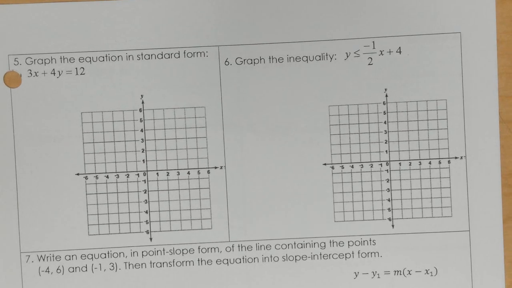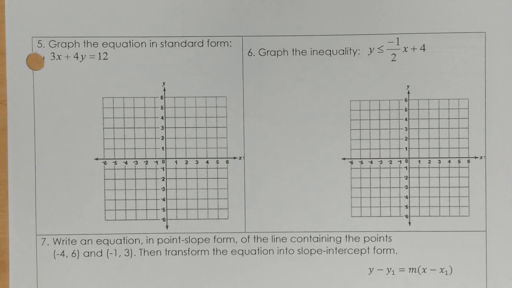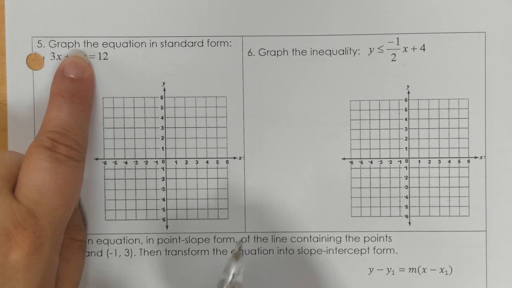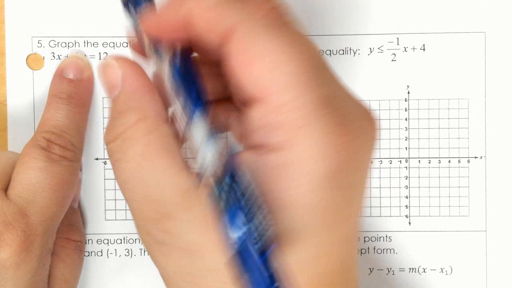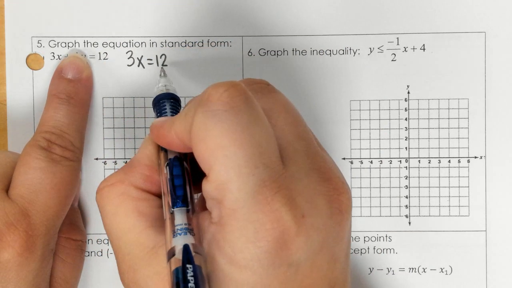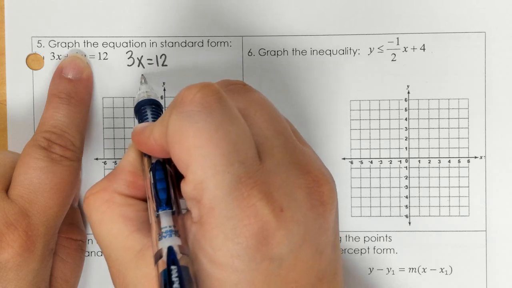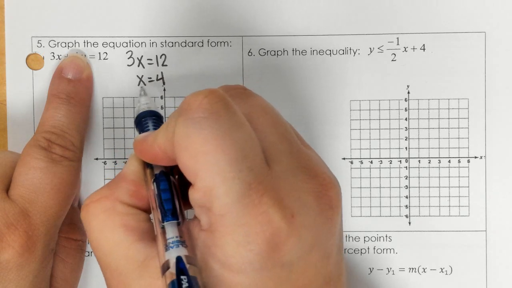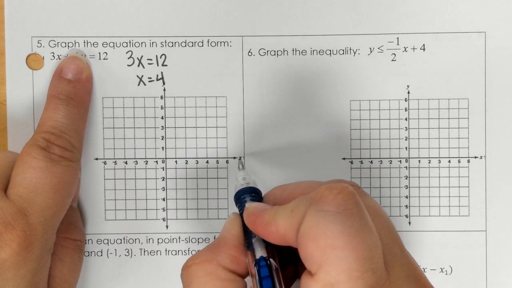For number 5, this is graphing in standard form. So this is the one where I would cover up the 4y, and I would say my equation is 3x equals 12, and that finds our x-intercept. So if I divide by 3, 12 divided by 3 would be x is 4. And then I put a point at 4 on the x-axis.